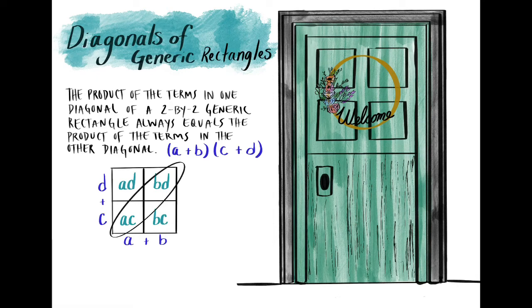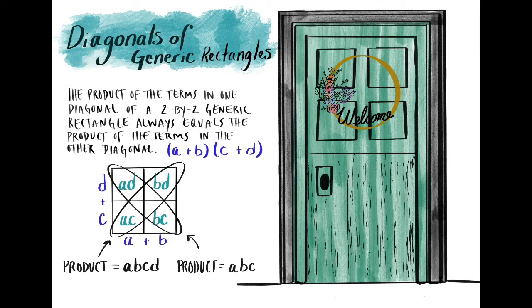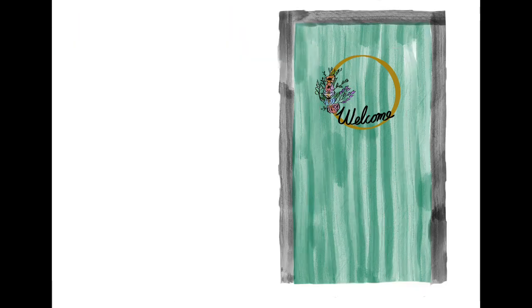Now let's take a look at the diagonals. So let's take a look at this one first. If you multiply all these together, you would get a times b times c times d. Look at the other one, you get the exact same thing. So this is in general, okay? These diagonals are always going to be equal to each other. The product is always going to be equal to each other.